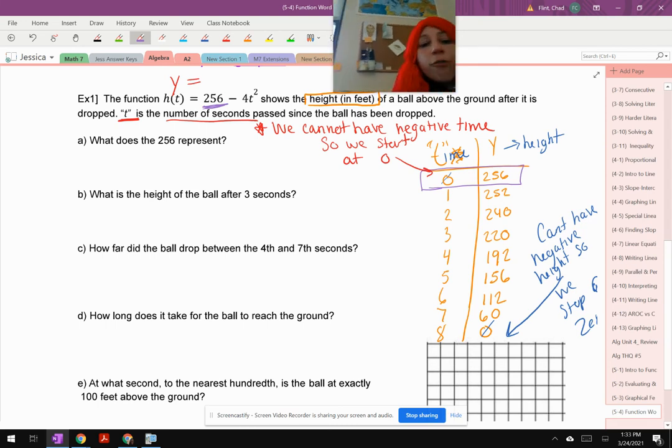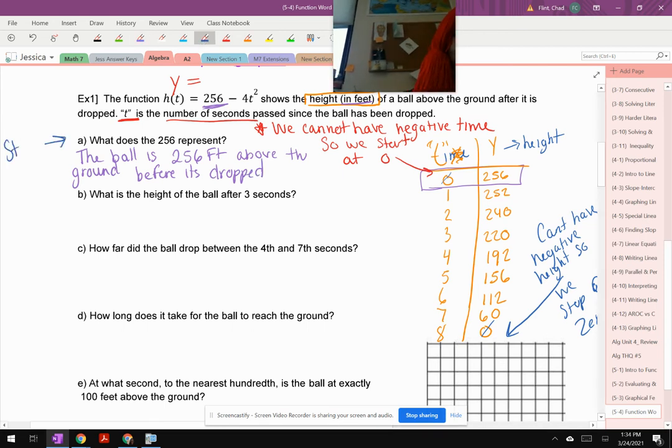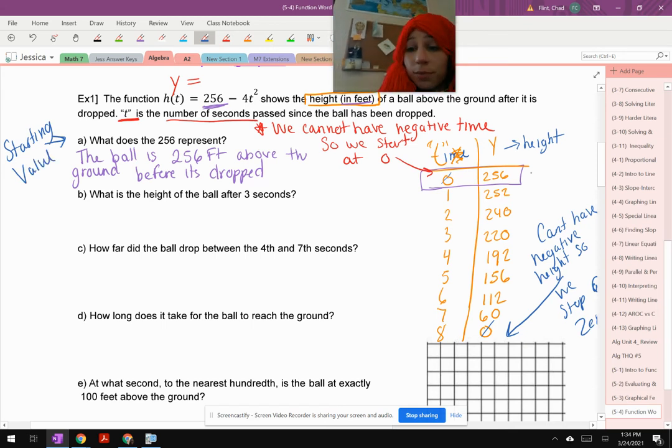Okay, moving forward. The 256 represents, let me start that again. The height was measured in feet. The ball is 256 feet above the ground before it's dropped, aka your starting value. That's your y-intercept, aka starting value.